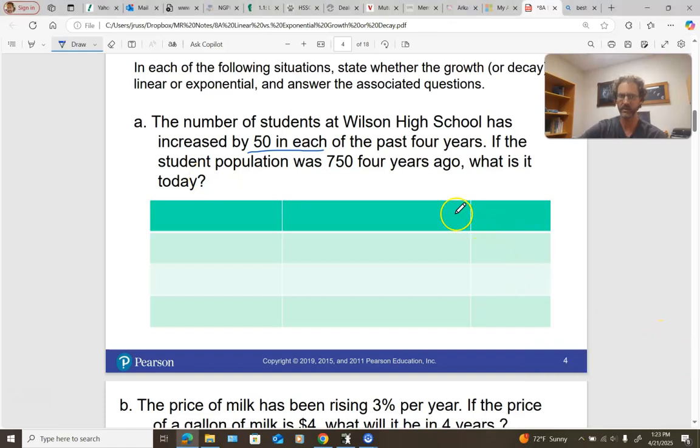Well, you may think this seems like an easy question. You just say 50 plus 50 plus 50 plus 50, 4 times, right? And that's true. And add that to the initial population. You get your answer. But what I want to point out is that because it's increasing by 50 every single year, this is an example of linear growth. And I've got this chart, and we're going to see what happens to the population year by year, so you can really get a sense of this idea of linearity.